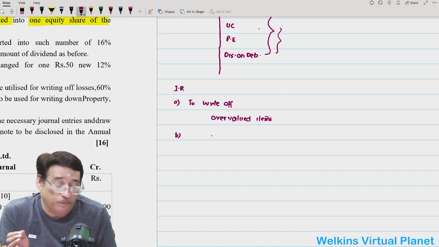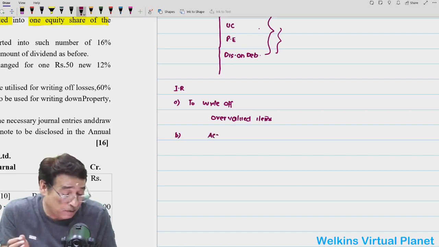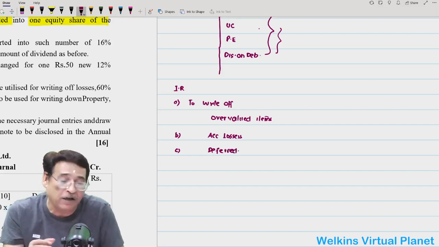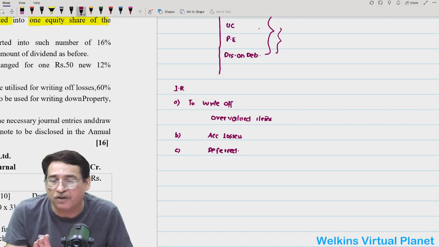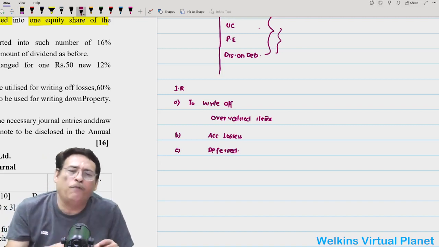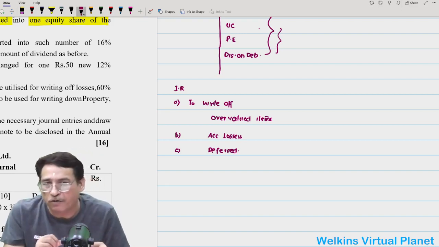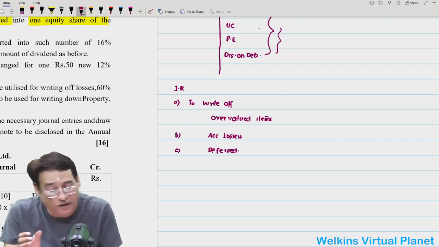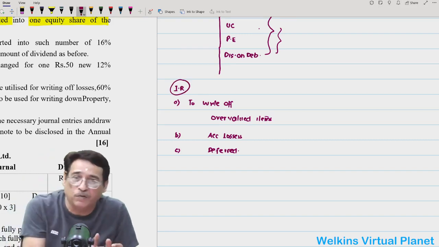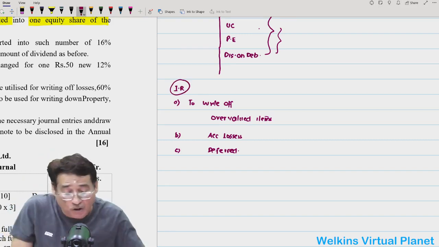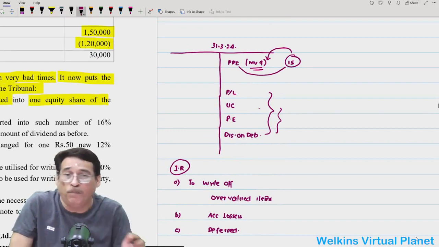to write off accumulated losses, as I told you, like the profit and loss account, and C, deferred expenditure like preliminary expenses, underwriting commission, discount on debenture, etc. Correct? Or for that instance, any other item which a question may ask us to write off. So logically, the basic idea of the internal reconstruction scheme is this one. First of all, number one. Now, how is this scheme adopted and put into implementation?